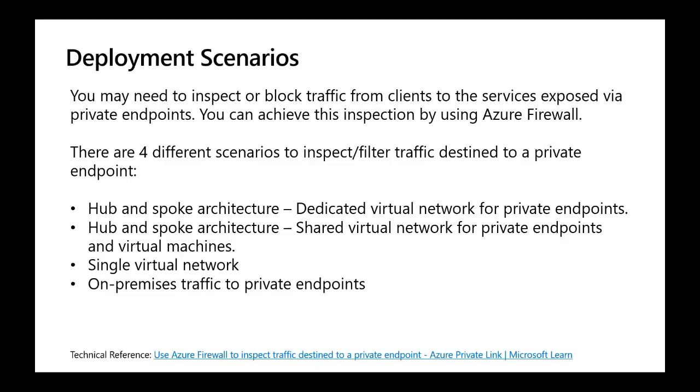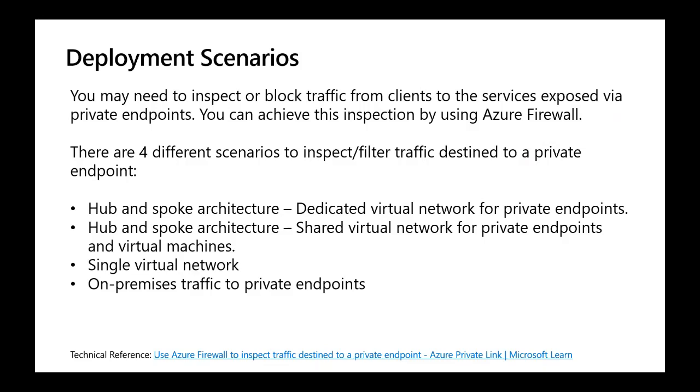The second deployment scenario is also a hub and spoke architecture, but in this scenario, you have a shared virtual network for the private endpoints and virtual machines. So the virtual machines and the private endpoints are in the same VNet, and you can deploy them in separate subnets within that VNet. For the purposes of our demo, and also this is in our blog space, this is the scenario that we are going to take a look at, but it is also good to understand the other scenarios that are listed.